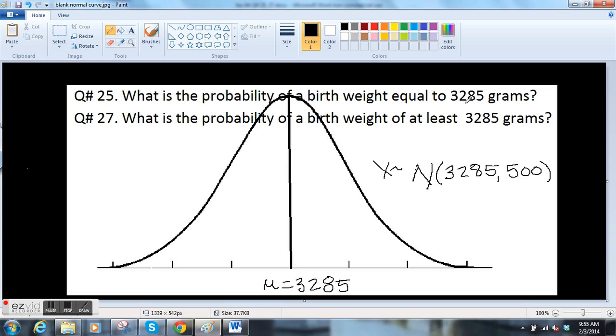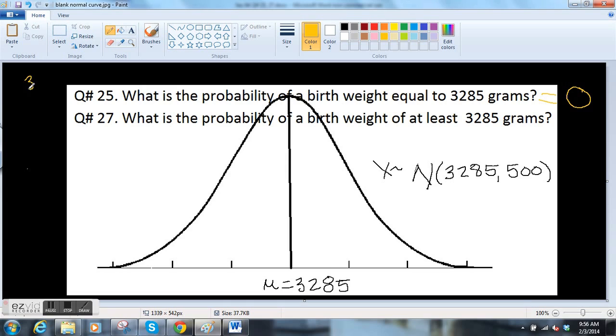This is sort of a trick question because the probability that a birth weight is equal to that is the area of a line. What? So probability is the area under the curve, and we always deal with intervals in this case. We don't have an interval, we just have a line. So the probability equals 0. So it's basically saying that it's very unlikely that a baby will weigh exactly 3285 grams.